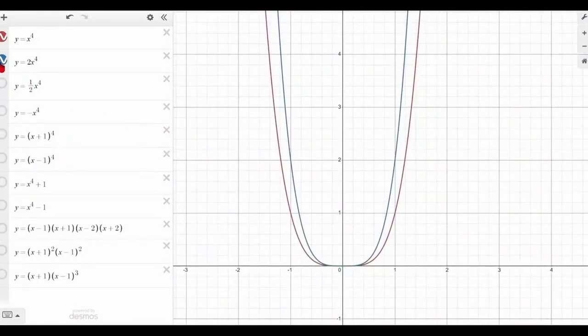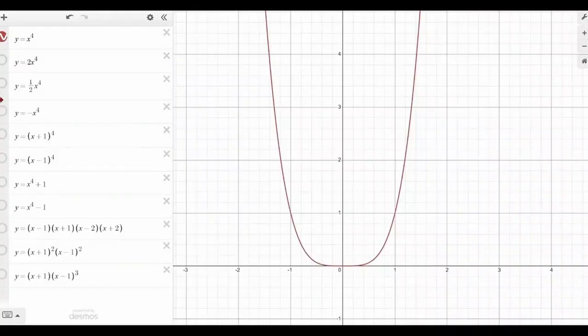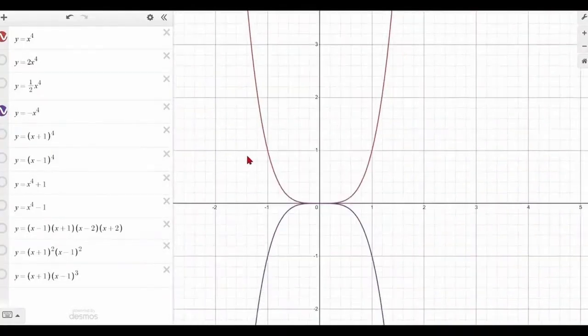The next thing, of course, is we can have a reflection. And the reflection is going to give us a sad quartic.